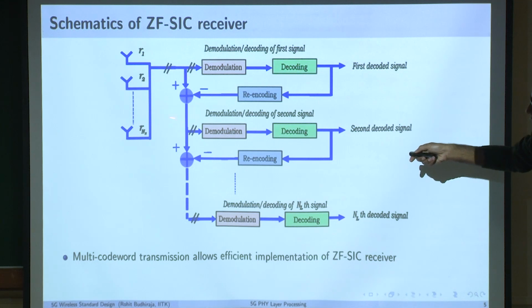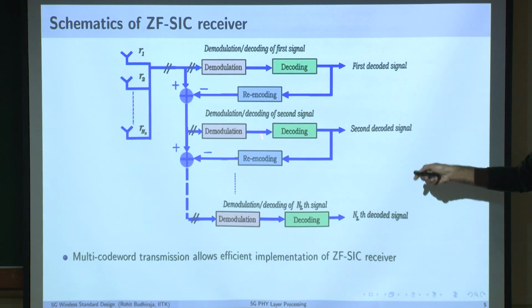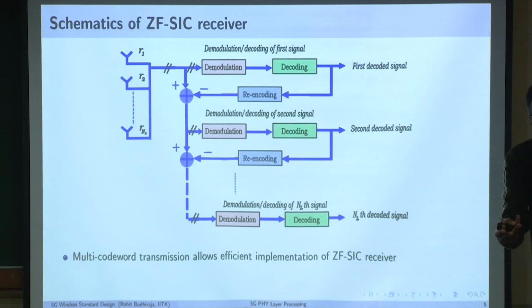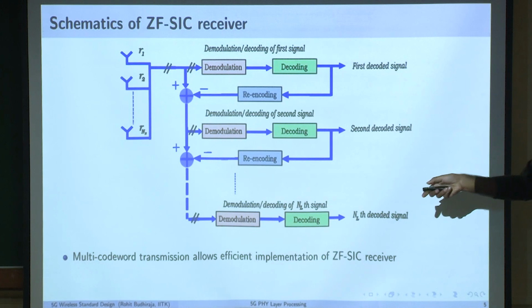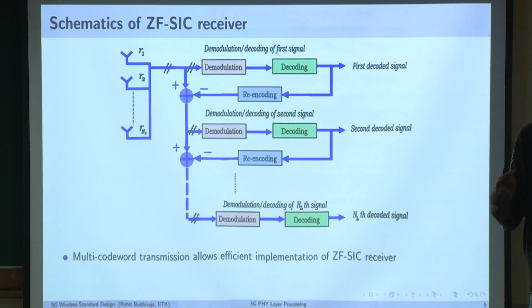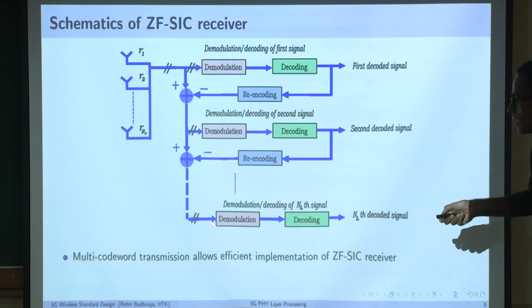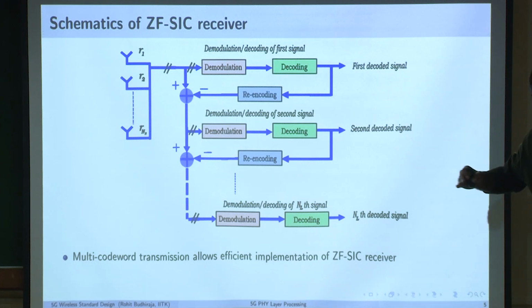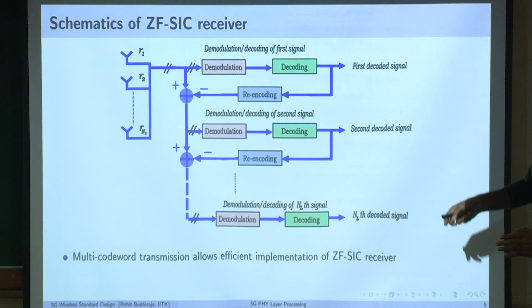So in this receive signal, how many layers are being transmitted? For this part of the receiver, only 3 layers are being transmitted. For this part, let's say you have removed the second stream, only 2 layers are being transmitted. For the last layer, only 1 layer is being transmitted. This layer does not even experience interference from the rest of the streams. So you are progressively reducing the interference experienced by each stream.